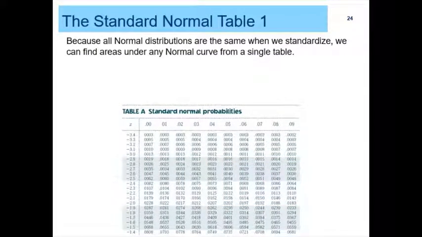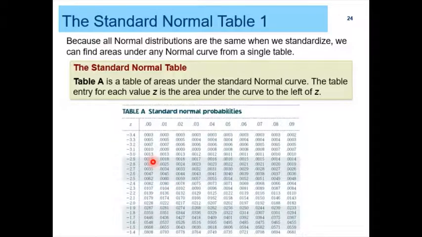Because all normal distributions are the same, when we standardize, we can find areas under any normal curve from a single table. This is a table of areas under the standard normal curve, and the table entry for each value z is the area under the curve to the left of z. There are normally two different z tables, one for the left and one for the right. Here is an example of the area under the curve to the left of z.